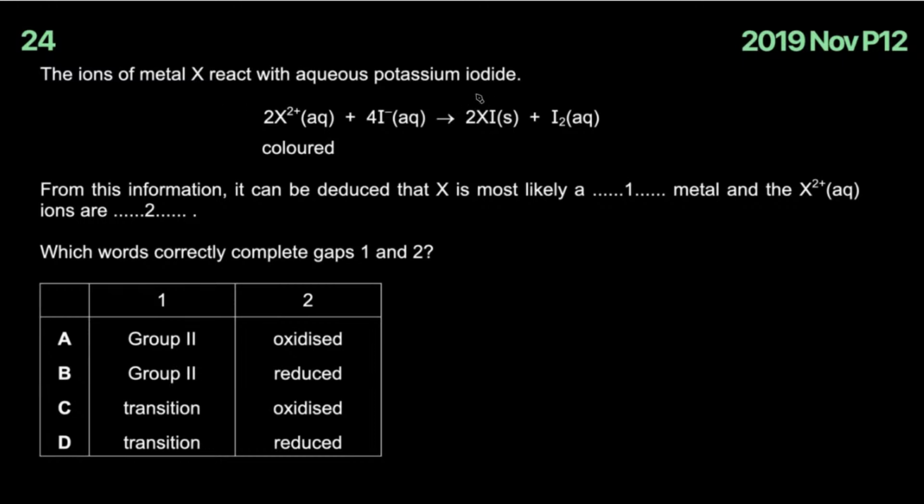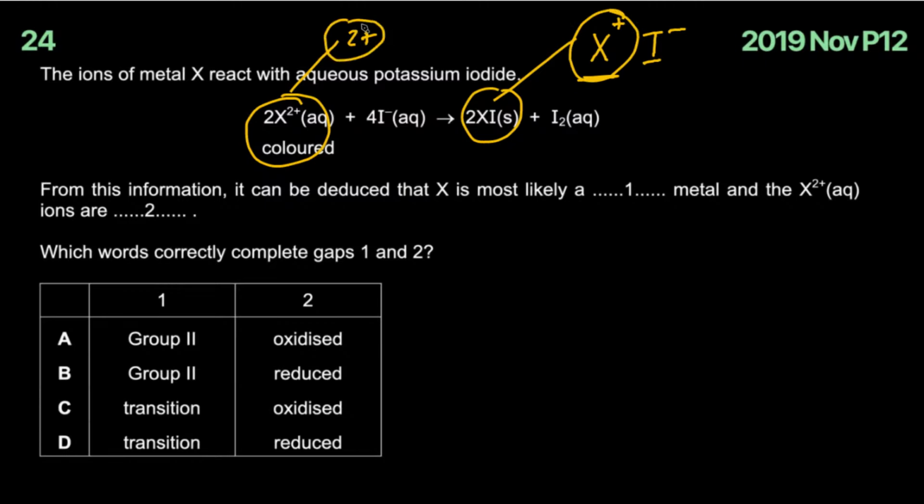The ion of metal X reacts with potassium iodide. So if you notice here, metal X came from a 2 plus to what charge here? Because I is 1 minus, X must be 1 plus here. You see that? So 2 plus is becoming 1 plus. If we say 1 plus, it's most likely a transition element. In XI, I is 1 minus, so X will be 1 plus. So 2 plus and 1 plus, it has variable oxidation state, transition.